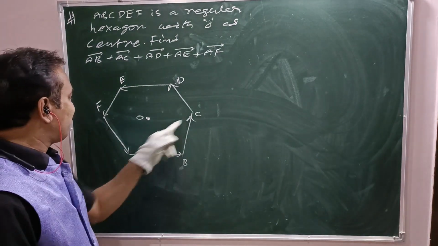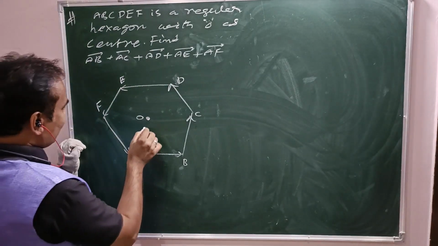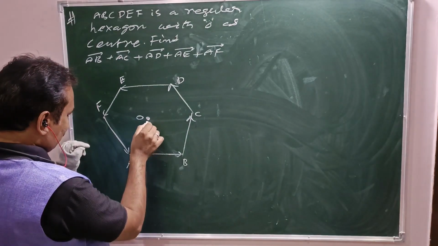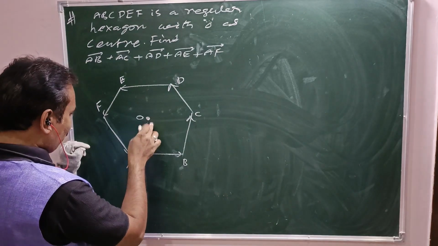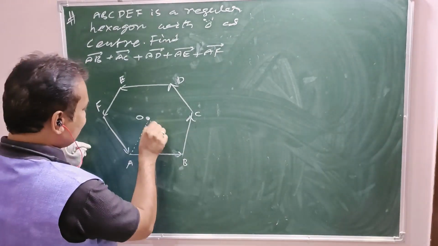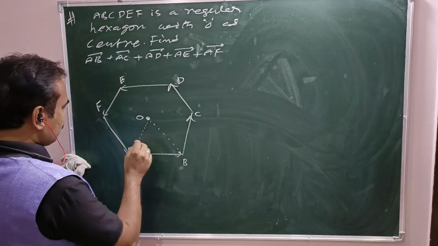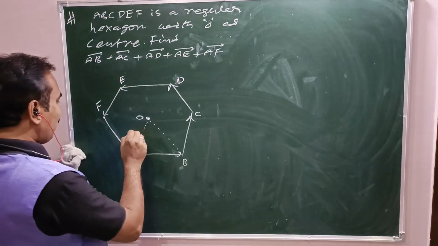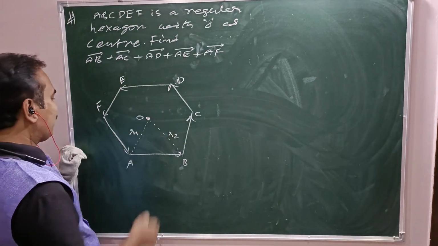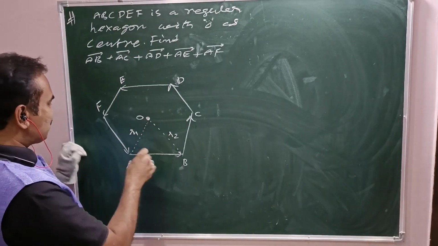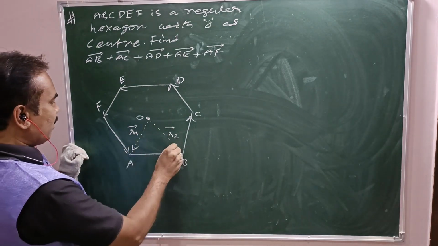AB bar plus AC bar plus AD bar plus AE bar plus AF bar, right? So before that, I am taking two extended lines from O to A and B, like that, right? Suppose this is R1, this is R2. In fact, these are vectors. If I take these measurements as vectors, R1 bar, here it is R2 bar.